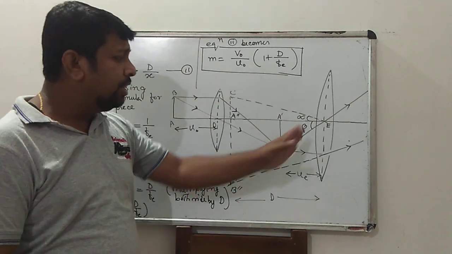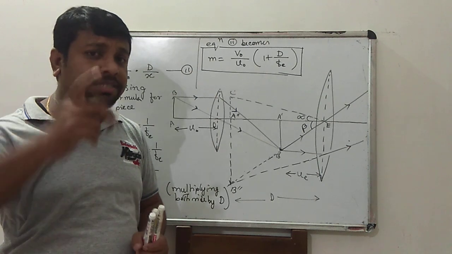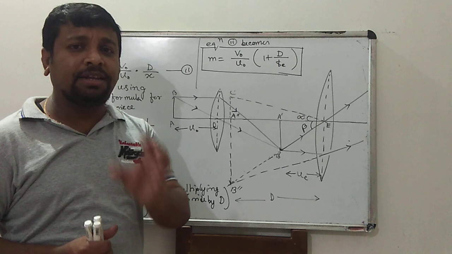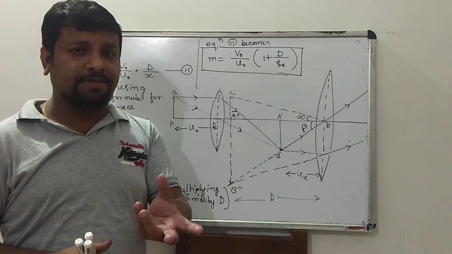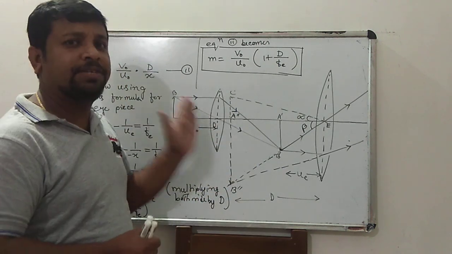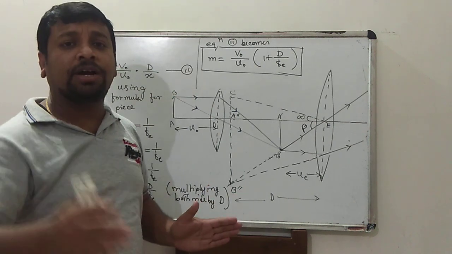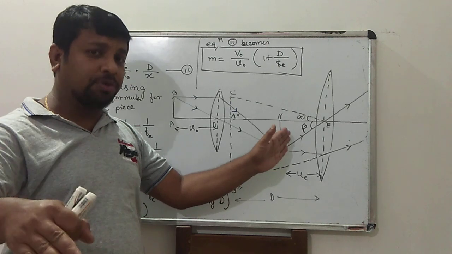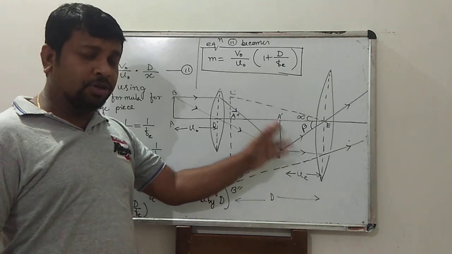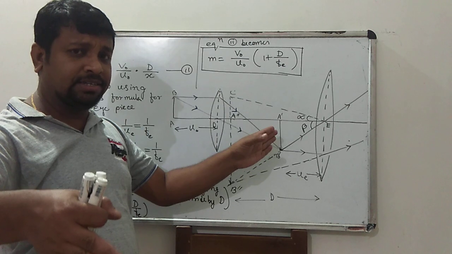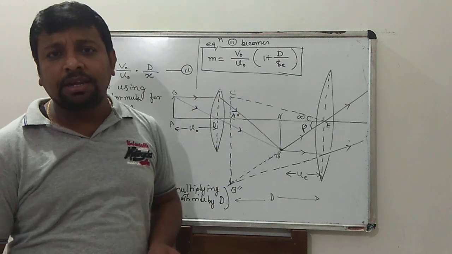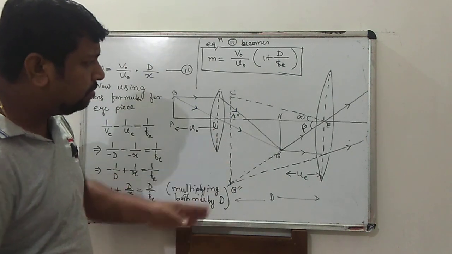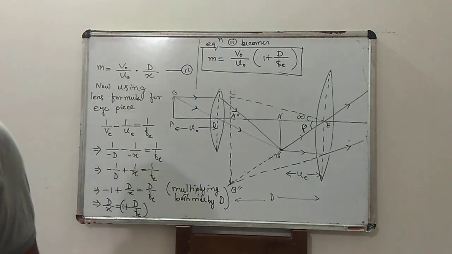So the eyepiece or objective is adjusted in such a way that the image of the objective is formed at the focus of the eyepiece. When the object is at the focus, then the image will be formed at infinity. So now you consider normal adjustment. Okay.